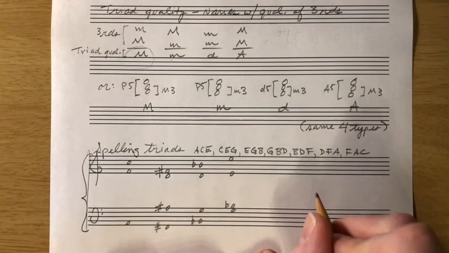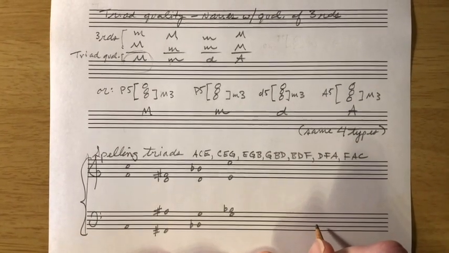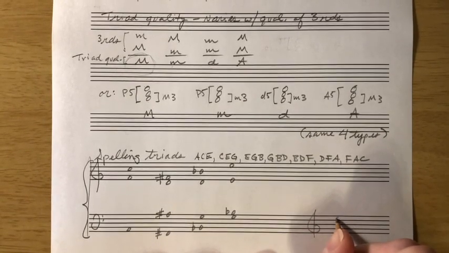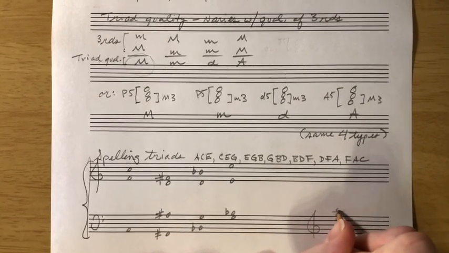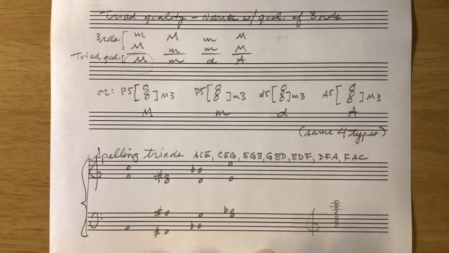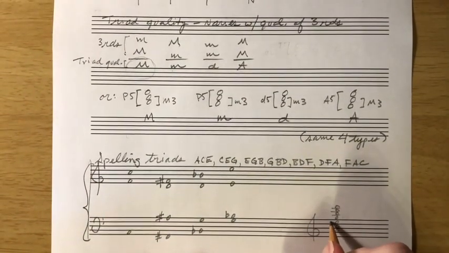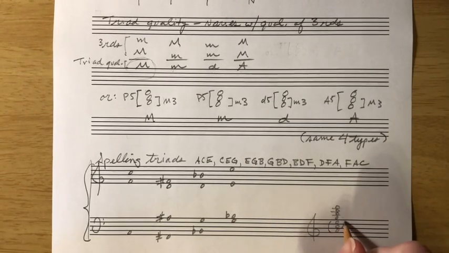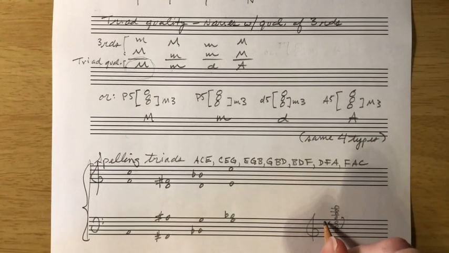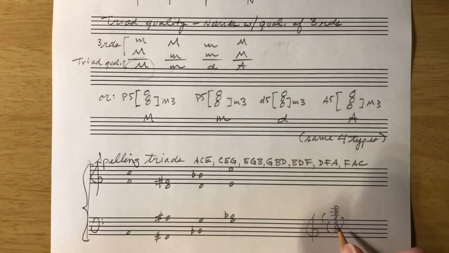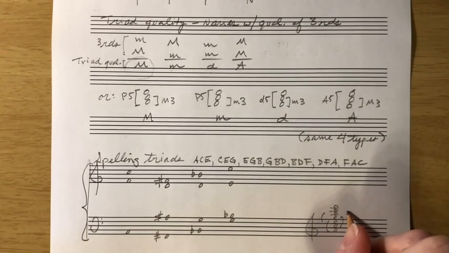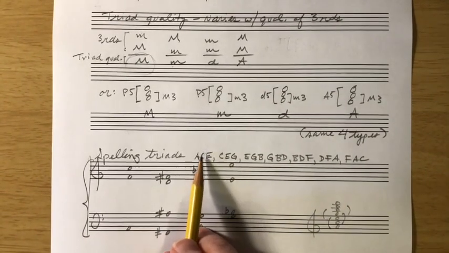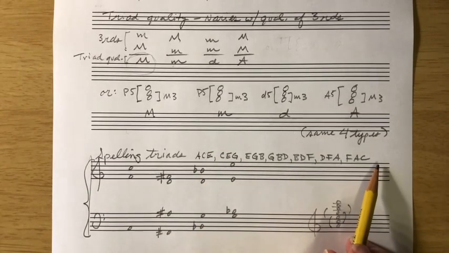Where this comes from, by the way, is if we start stacking up notes. Here's A, C, E, G, B, D, F, and so forth. All we're doing is taking the first three notes and we get A, C, E, then start on the second note and take three, we get C, E, G, then start on the third note, we get E, G, B, start on the fourth note, we get G, B, D, and so forth. So these are all the possible triads that you can get using letter names.